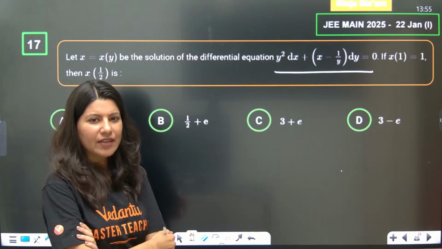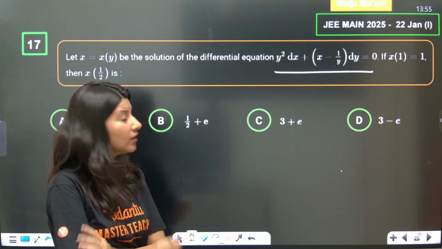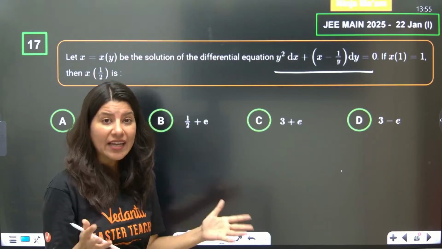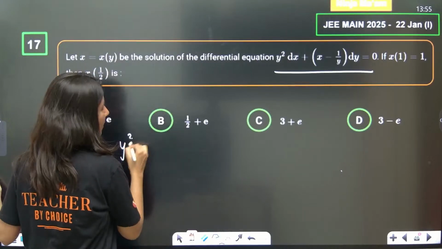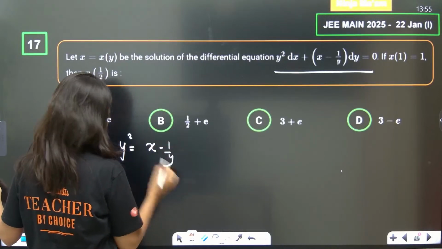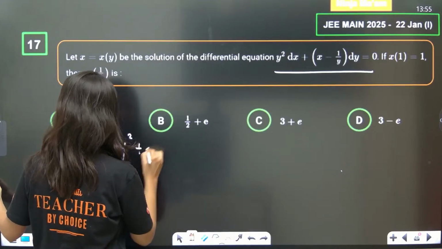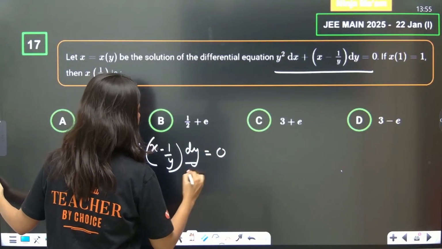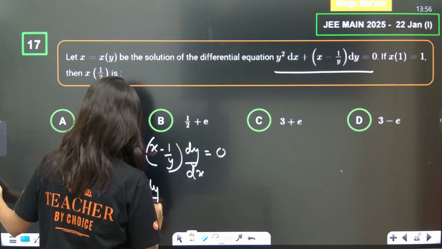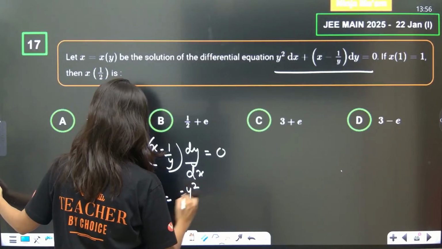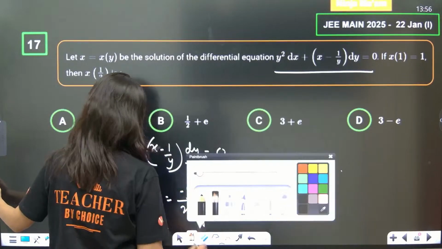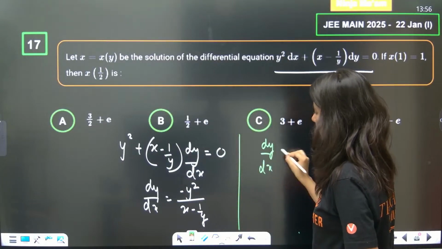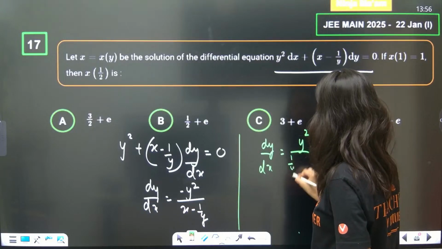Can I separate the variables? You will be like, no, I can't do that. Is it homogeneous? No. Is it a linear differential equation in y? Let us check. So dy by dx is equal to minus y square upon x minus 1 upon y. Dy by dx is equal to y square upon (1 upon y minus x).